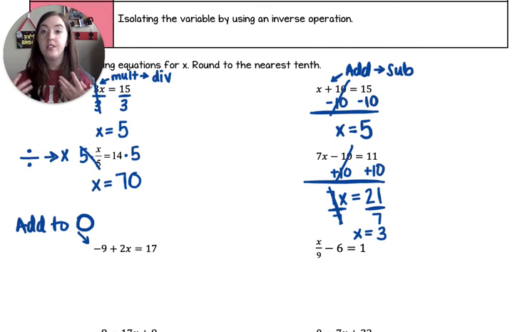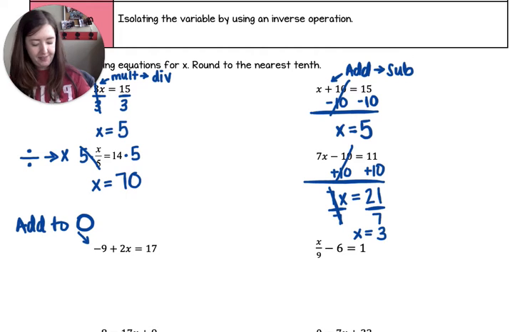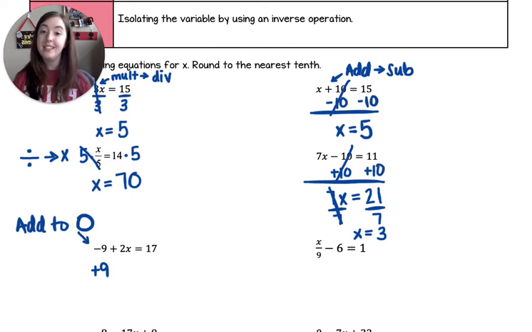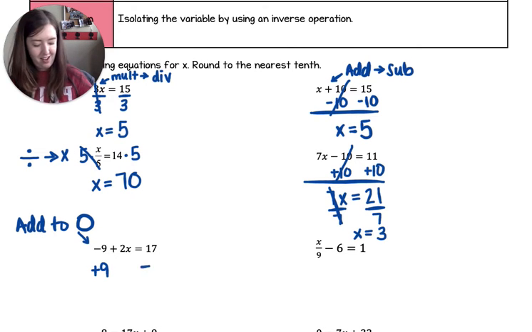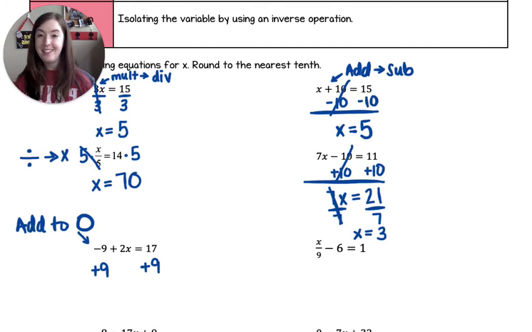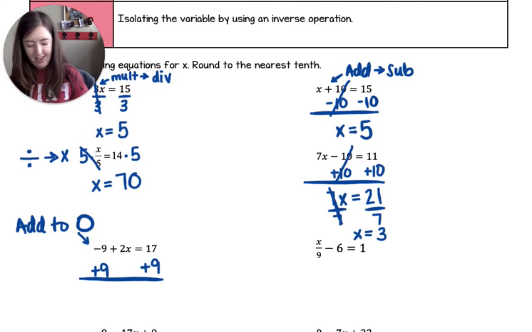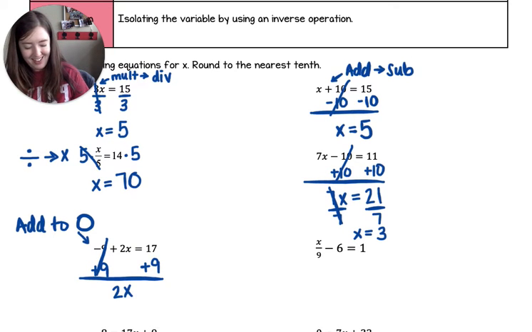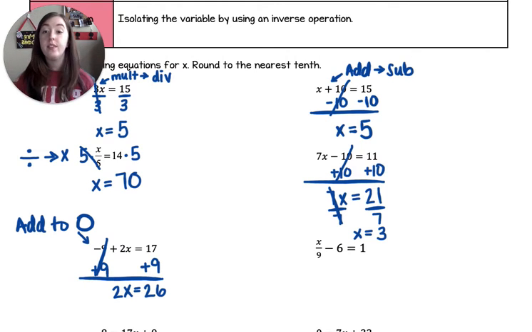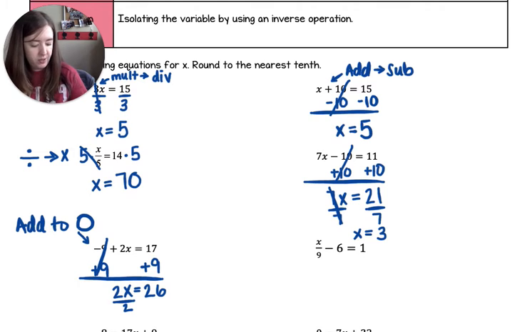What can I add or subtract from negative 9 to get to 0? Yeah, I can add 9. Put plus 9 on this side. And the golden rule of algebra: do unto one side as you do unto the other. So negative 9 plus 9 is 0, so I'm just left with 2x on that side. And then 17 plus 9 is 26. Now, 2 and x are being multiplied, so to undo that multiplication, we'll divide. I'll divide by 2 on both sides.